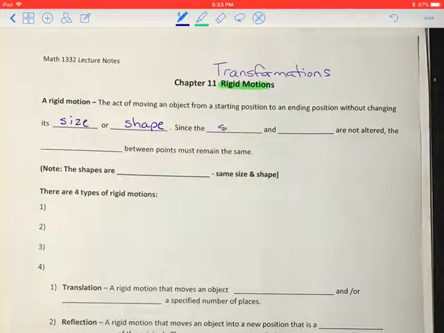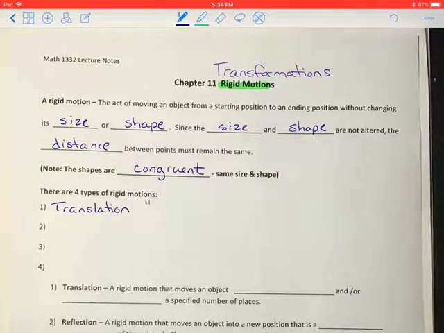So, since the size and shape are not altered, the distance between the points remains the same. Okay, so this is another way of saying the shapes are going to be congruent. Okay, so we're not going to change our shape, we're just going to move it around in some way. So there are four types. The one we're going to look at first is a translation.